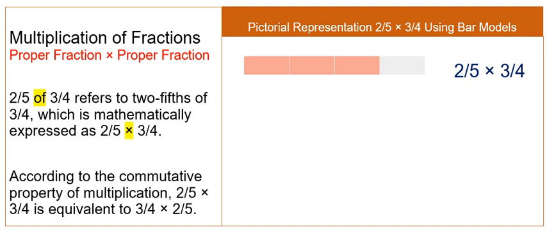Pictorial representation using bar models. Over here we have 3 out of 4. And what is 2 out of 5 of 3 out of 4? That means we are going to divide each bar unit into 5 parts.